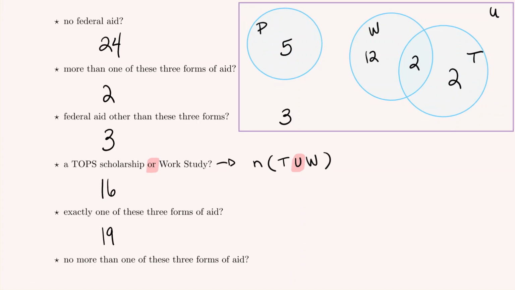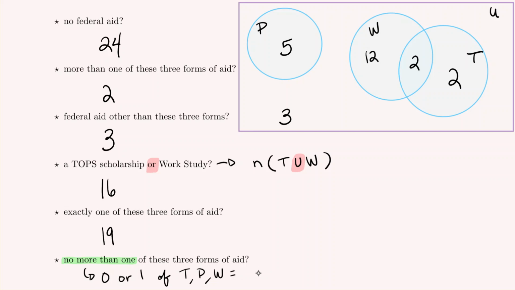Now our final question is, how many of the students had no more than 1 of these forms of aid? So the first thing that we must do is translate, what does this phrase no more than 1 mean? No more than 1 is kind of an indirect way of saying something. What would be the direct statement? If you say no more than 1, that means 1 is okay. But also, if it's no more than 1, you could be less than 1. What number is less than 1? 0. So no more than 1 means 0 or 1 of the TOPS, Pell Grant, or work study.